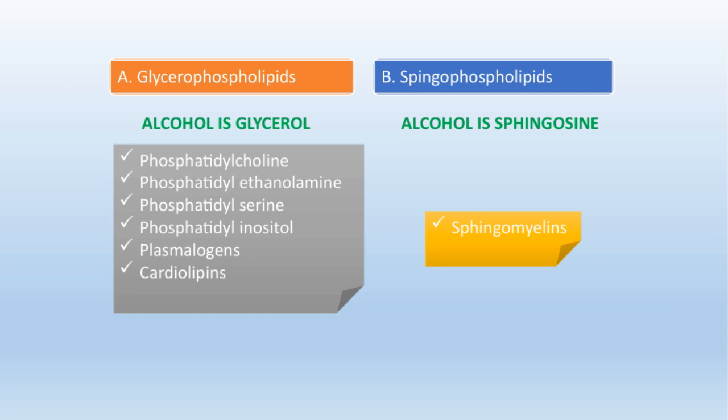Now, a quick note about the alcohol components. In sphingolipids, the alcohol is sphingosine, whereas in glycerophospholipids, the alcohol is glycerol. Let's differentiate the two main categories here. B. Sphingophospholipids, which contain sphingosine as the alcohol backbone, and A. Glycerophospholipids, which are built on glycerol. Understanding these differences is key to grasping the diversity and function of cell membrane lipids, which ties into the overall theme of membrane structure and function in cell biology.